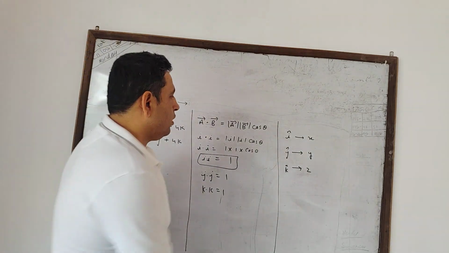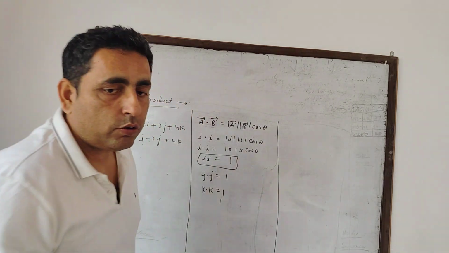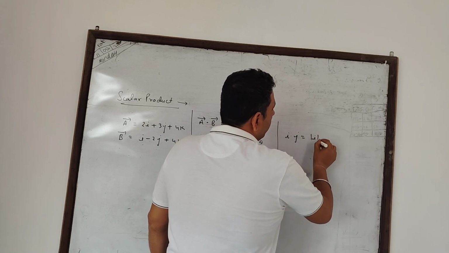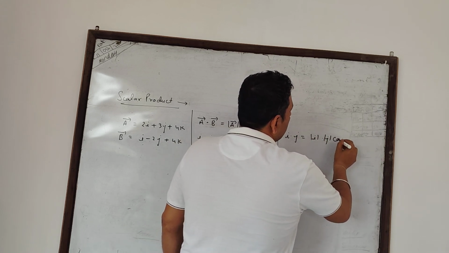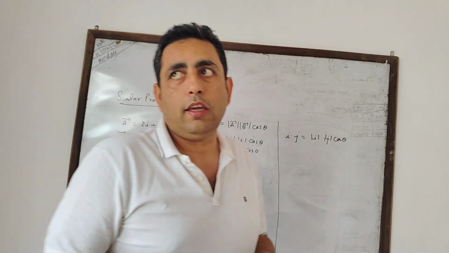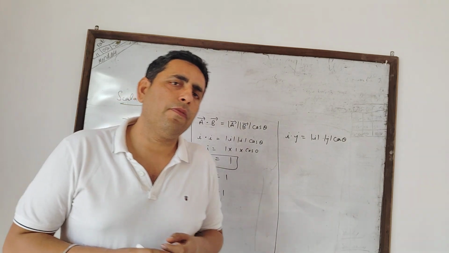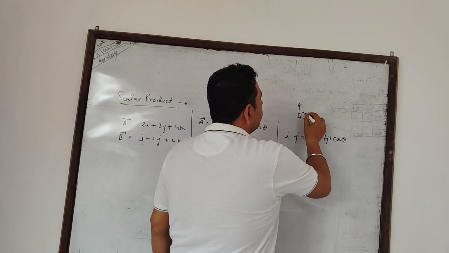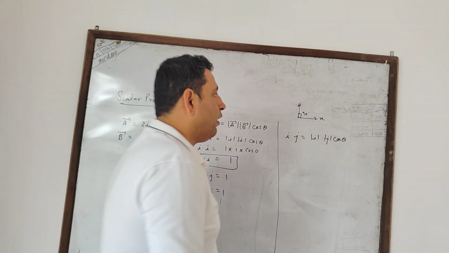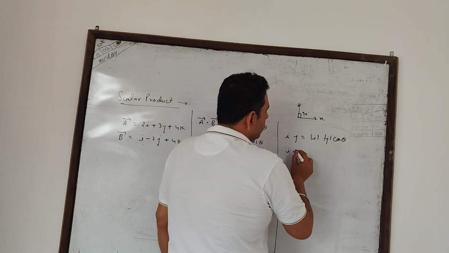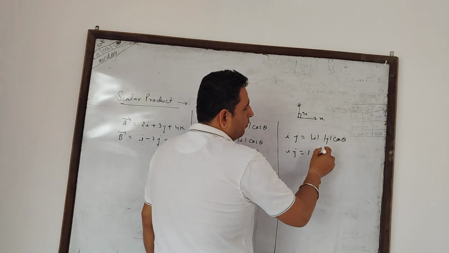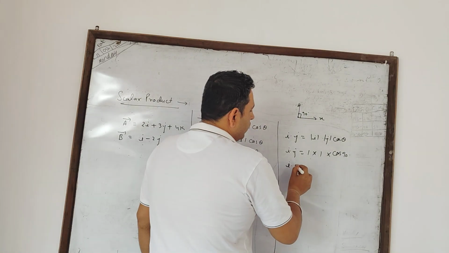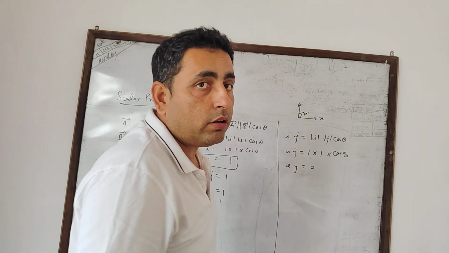Okay. And if I am going to calculate I dot J, then it will become mod I, mod J, cos theta. Now I is along the x-axis and J is along the y-axis. So the angle between the x-axis and y-axis is 90 degrees. And the value of cos 90 is 0. So I dot J is equal to magnitude of I, which is 1, times magnitude of J, which is 1, times cos 90, which is 0. It means I dot J is equal to 0.